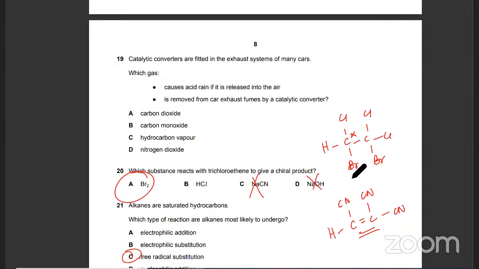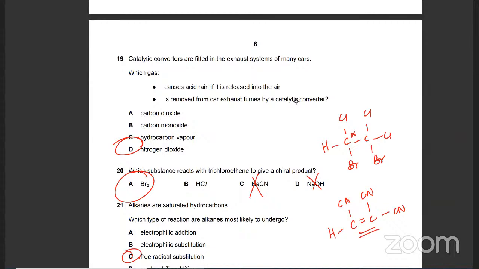Yes, sir. Catalytic converters are fitted in the exhaust systems of many cars. Which gas causes acid rain and is removed from car fumes by a catalytic converter? Nitrogen dioxide.